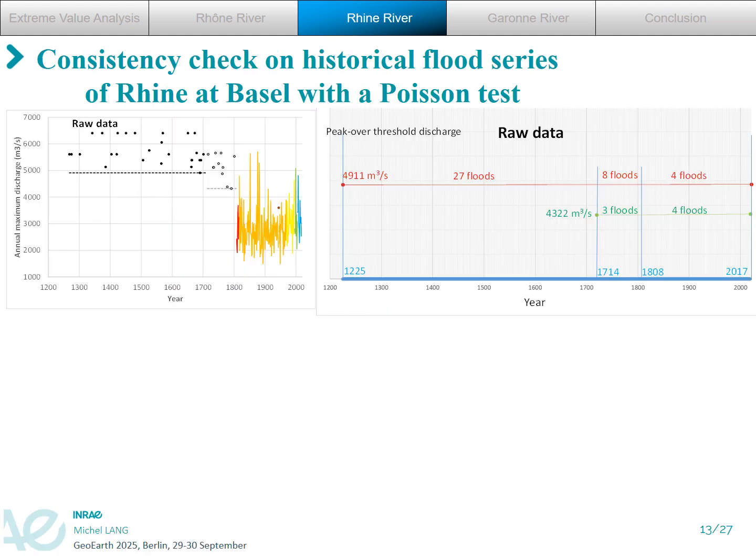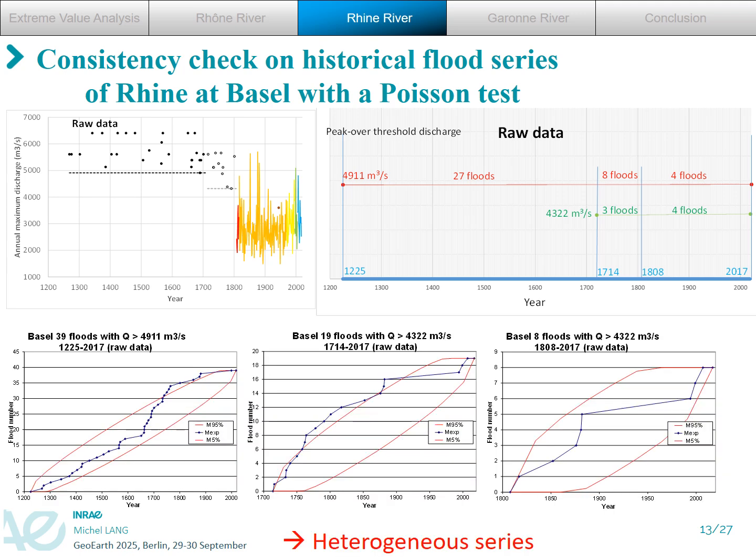Now we test the consistency of the historical flood series with a Poisson test. On the graph at the bottom on the left, we have on the x-axis the year, on the y-axis the cumulative number of floods since the starting period. If the process is homogeneous, we should have in blue an experimental curve near a straight line. We can see here that the experimental curve in blue falls outside the 90% confidence interval. It's the same with the second graph in the middle part. So the conclusion here is that we have a problem of heterogeneity with historical data.